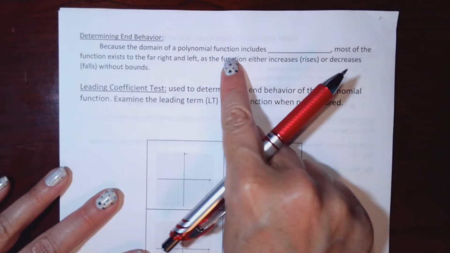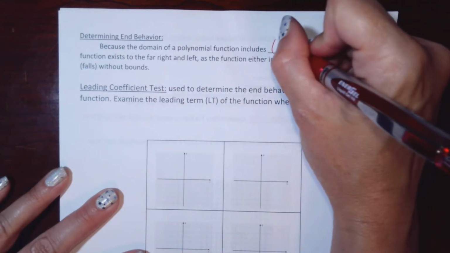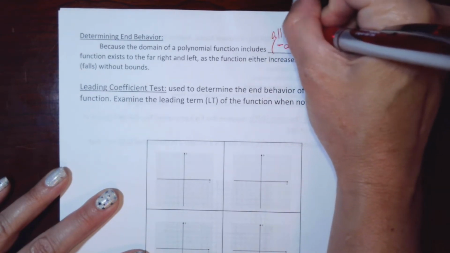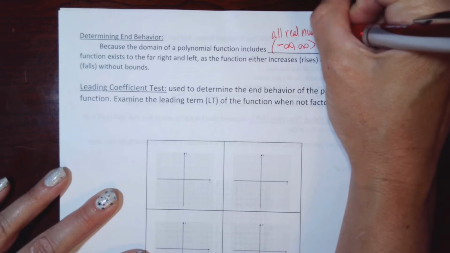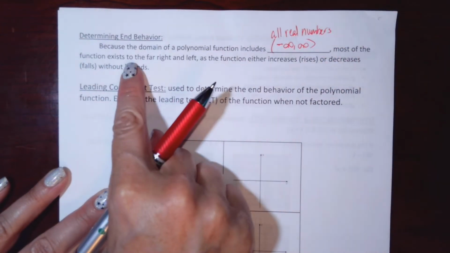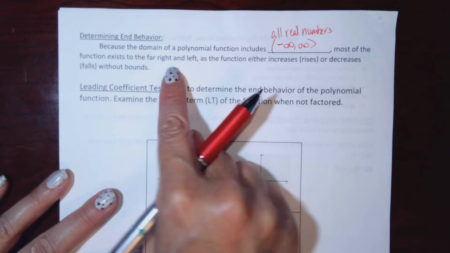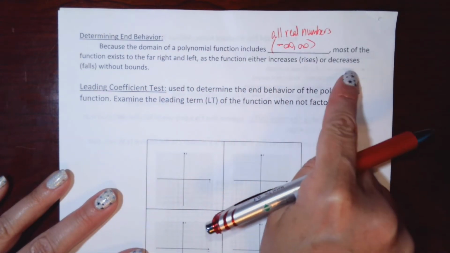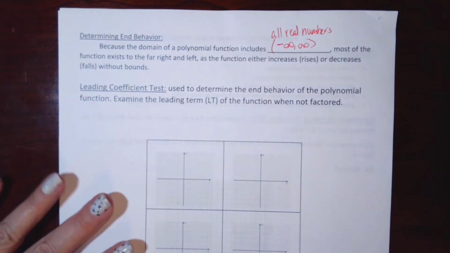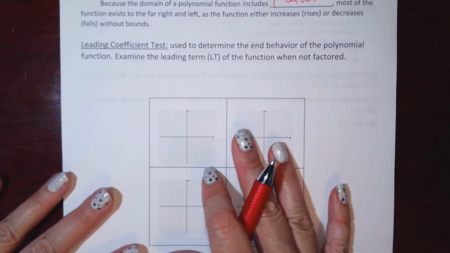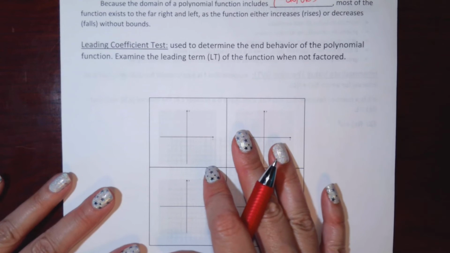Because the domain of a polynomial function includes all real numbers from negative infinity to positive infinity, most of the function exists to the far right and left as the function gets large. As it increases, rises, or decreases, falls without bounds. My leading coefficient test allows me to predict my end behavior for my polynomial function.